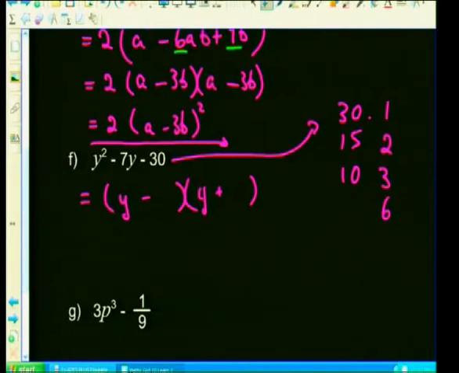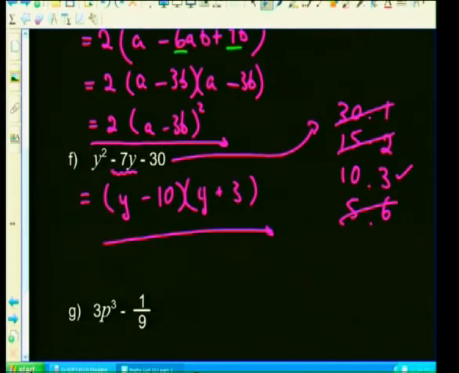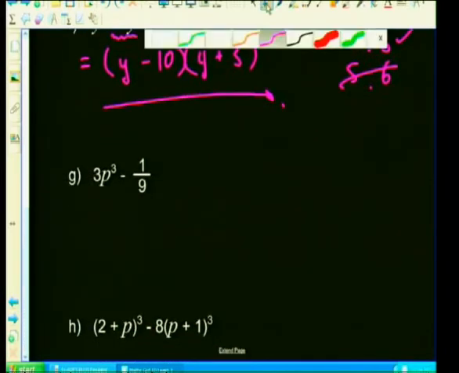Well, let's have a look. 6 and 5 would be another option. Remember, the difference has to give us our 7 because this is a type 4. Well, 5 and 6, difference is not 7. 30 and 1, difference is not 7. 15 and 2, likewise is not 7. There we go. 10 and 3, the difference is 7. Type 4, biggest factor gets the negative. And there I factorized it. Going on to question G.